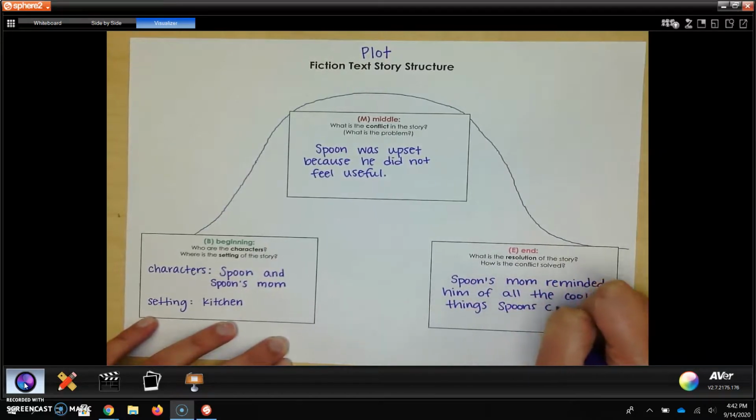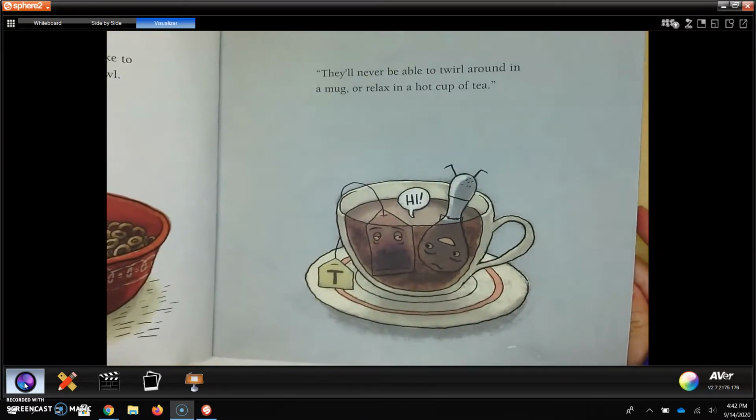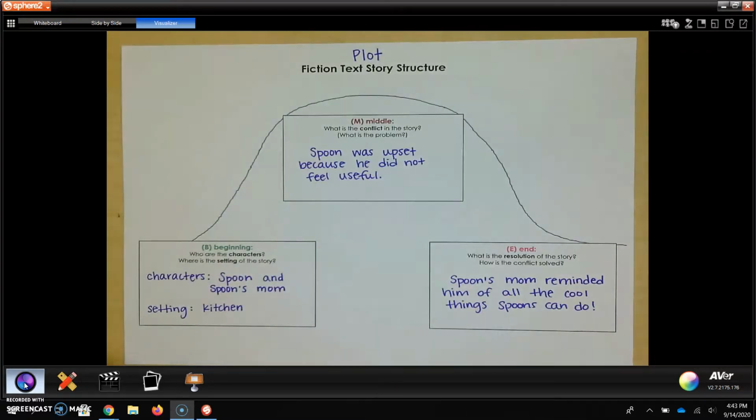spoons can do. So remember in the story, she made him feel better by telling him that only spoons get to dip into a bowl of ice cream, and only spoons get to drop into some cereal, or even relax in a hot cup of tea. So that's how his problem was solved, and his mom made him feel better.